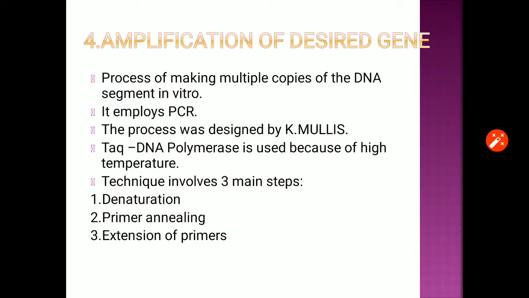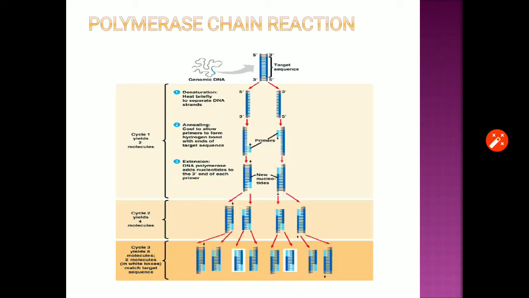The technique involves three main steps: denaturation, primer annealing, and extension of the primers. Here the image is showing the polymerase chain reaction. Denaturation is when you have taken out the desired DNA. Now you will denature it. You will provide a temperature of 90 degrees Celsius, and because of that both strands get separated, and this is termed denaturation.